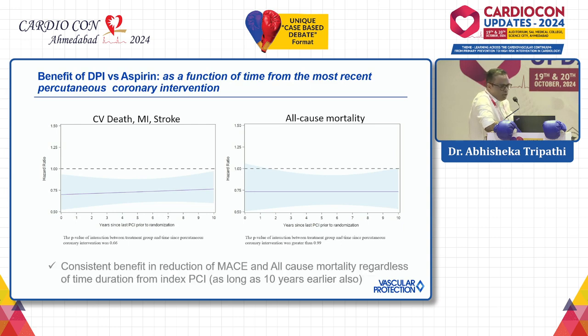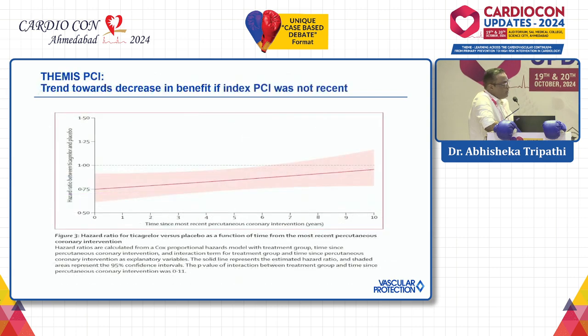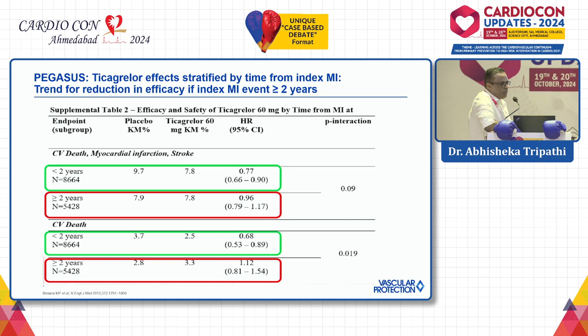All-cause mortality also was benefited. However, in ticagrelor THEMIS-PCI, the benefit started disappearing after 2 to 3 years, and the confidence interval crossed the line. So, as I mentioned, in the PEGASUS study, you can see the maximum reduction was achieved within 2 years of MI. After 2 years, because it was a 3-year study, the benefit was not there.